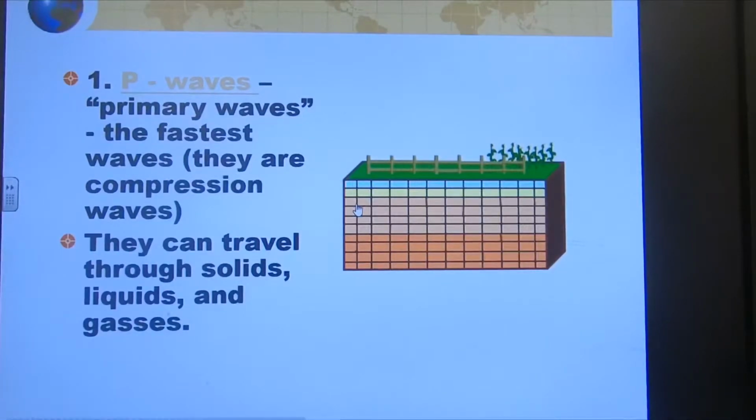Now, because these waves are so fast and they're so small, you often don't feel them. So if you were sitting on the surface of this field, you wouldn't even know if P waves were going through the earth. They don't cause the earth to actually shake. So these would be what would happen, for example, in a magnitude 1 earthquake. You wouldn't even notice it. Now, seismographs would pick them up, but that's the only way to know.